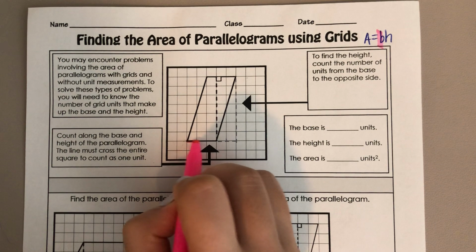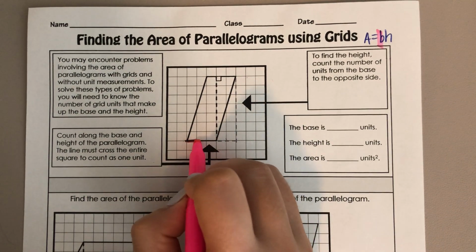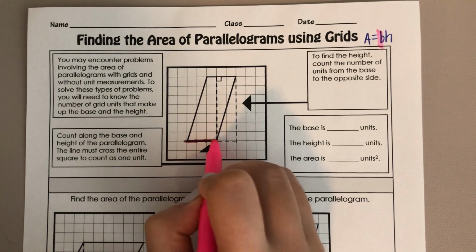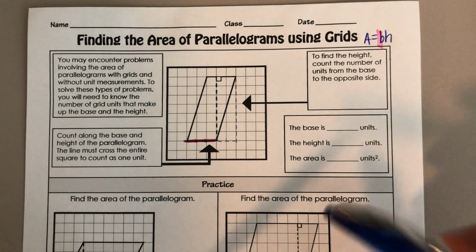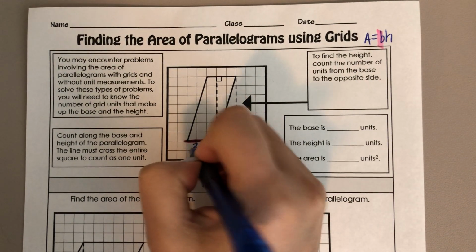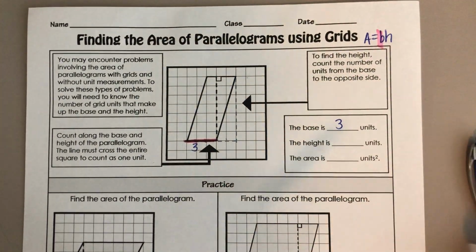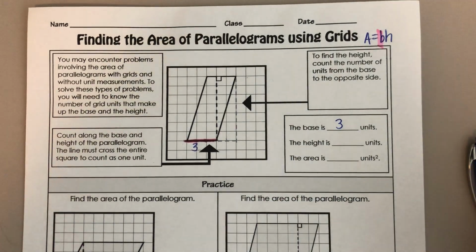So this is 1, 2, and 3. So my base here is a total of 3 units. So I'm going to go ahead and label that 3. We're going to label it right here, 3 units. Then I'm going to go ahead and do my height.